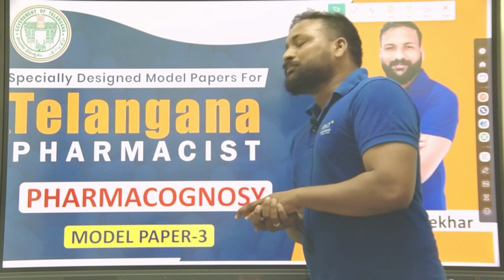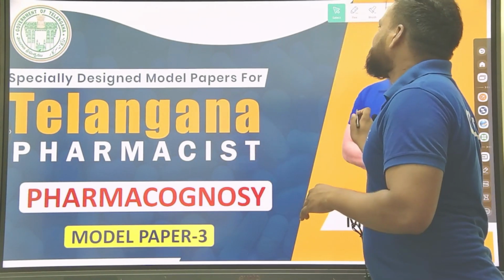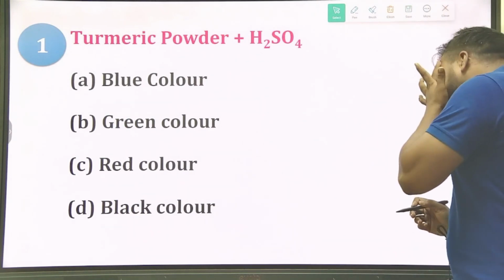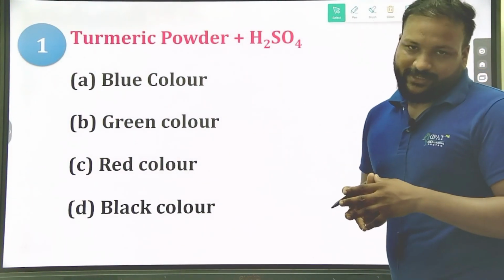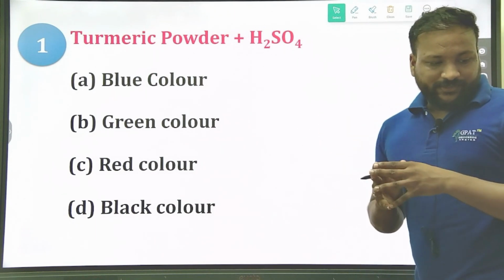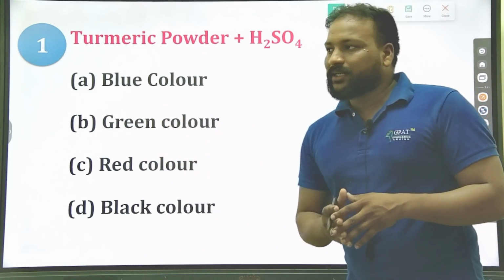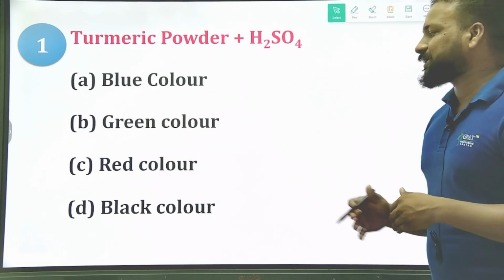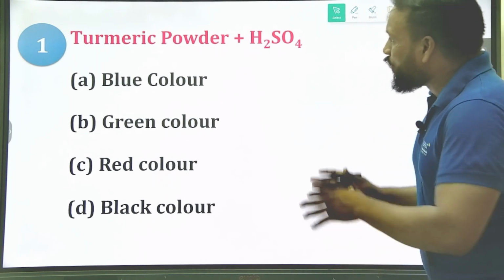Pharmacognosy Model Paper 3. So, the first question of this series: turmeric upon addition of sulfuric acid, which color is going to be liberated? Option A, blue color; option B, green color; C, red color; and D, black color. So comment down your answer if you know which color is finally liberated.